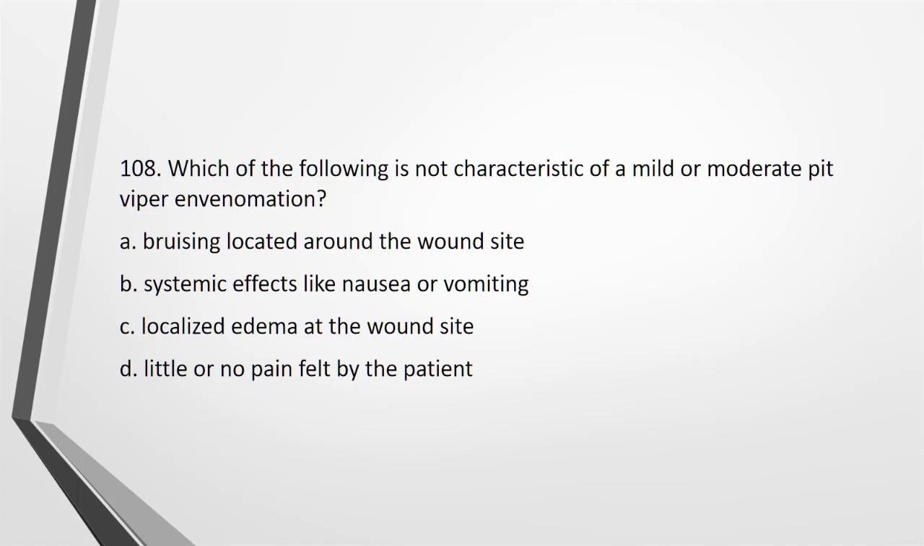108. Which of the following is not characteristic of a mild or moderate pit viper envenomation? A. Bruising located around the wound site. B. Systemic effects like nausea or vomiting. C. Localized edema at the wound site. D. Little or no pain felt by the patient.